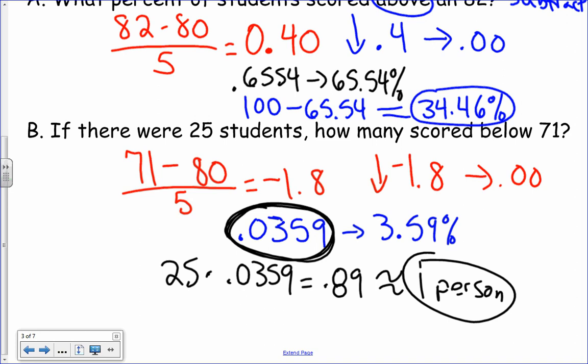All right. Do the third one, guys, on your own. Draw the curve, because for A, you can just use the curve. It's real easy to do A. For B, you'll have to find a Z-score. For A, you don't have to, because that number is going to be on the curve.